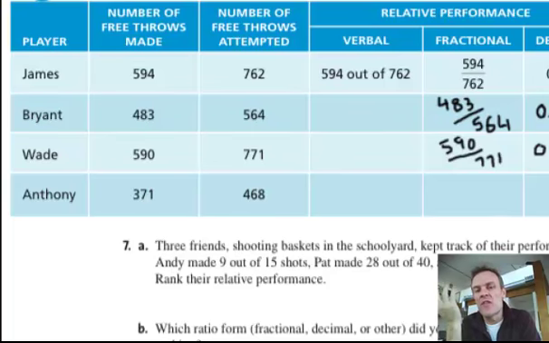So number of free throws. James 594 out of 762. So again, here's the fraction. Bryant 483 out of 564. Wade 590 out of 771 attempts. So again, let's move it over slightly so you can see.